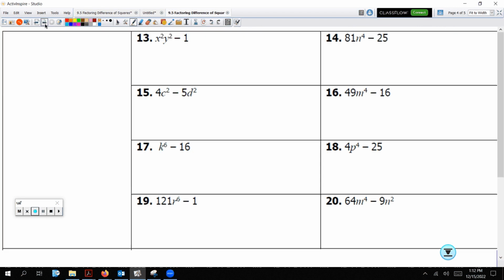All right, let's look and see what I have on the next page. Oh yeah, I want to look at this one too. Look at number 13. That's totally crazy, but not really. They're both raised to the second power. They're both squares. One is a perfect square.